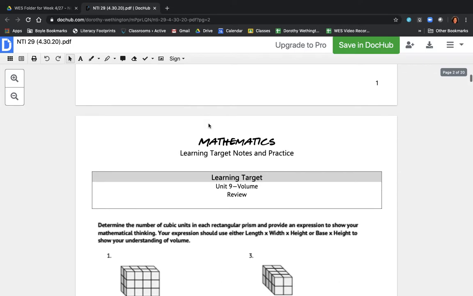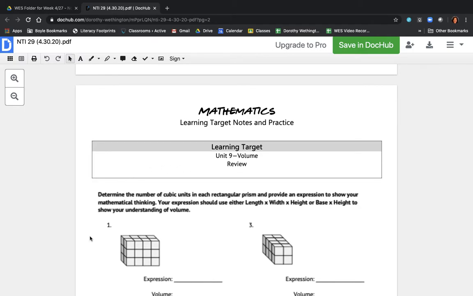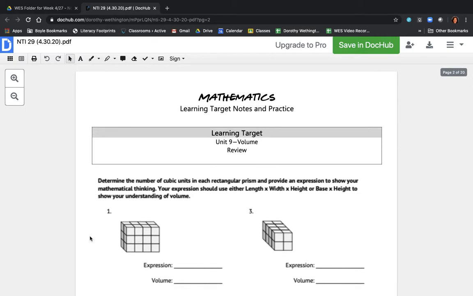Mathematics, Learning Target Notes and Practice. Learning Target, Unit 9, Volume Review. Determine the number of cubic units in each rectangular prism and provide an expression to show your mathematical thinking. Your expression should use either length times width times height or base times height to show your understanding of volume.